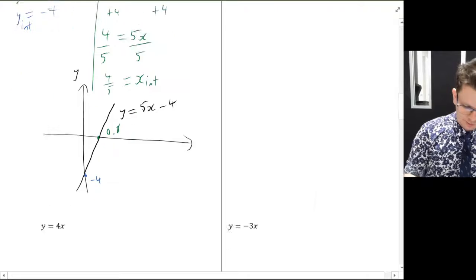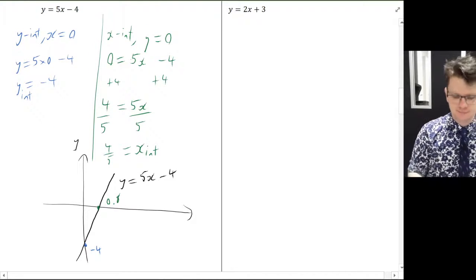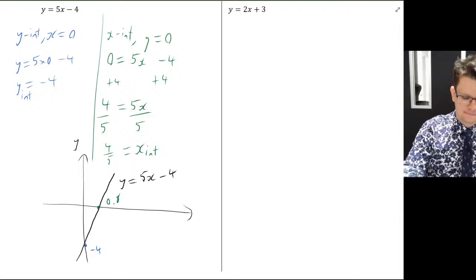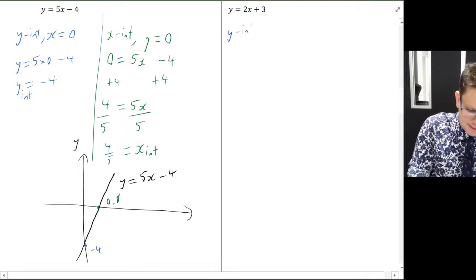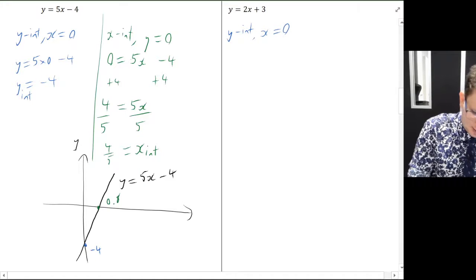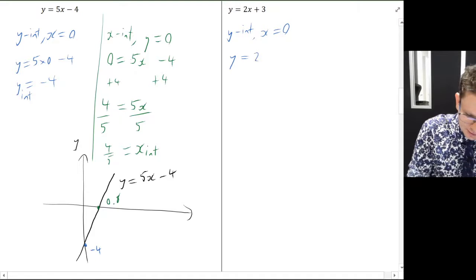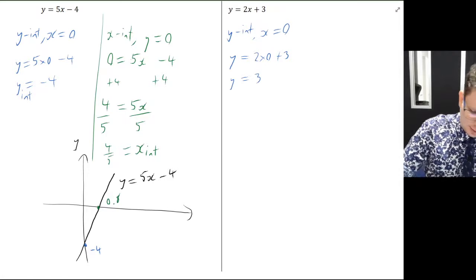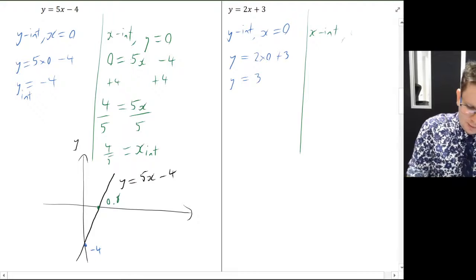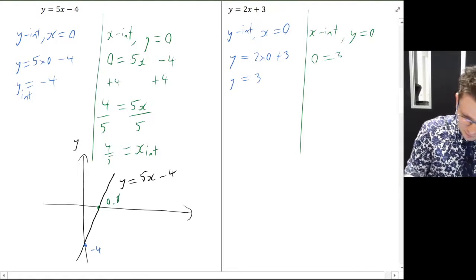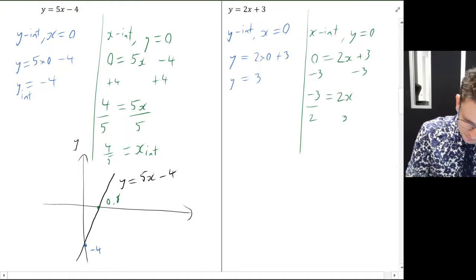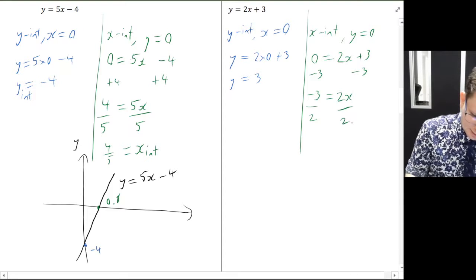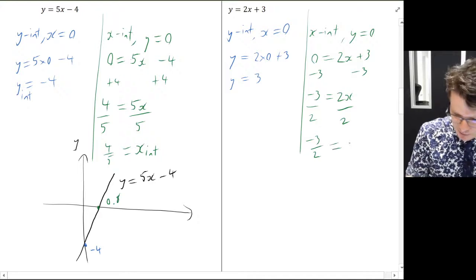Last one for you to have a go at. Oh, no, we got one more after this. So have a go at this one. Alrighty, so your y-intercept, x equals 0, y equal to 2 times 0 plus 3, 3. X-intercept is going to be when our y equals 0. Take 3 from both sides. Divide both sides by 2. And we're left with minus 3 on 2 is equal to x.